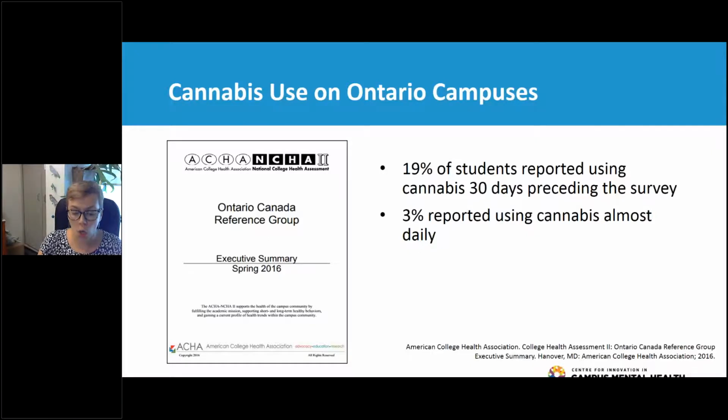post-secondary students. The American College Health Association National College Health Assessment conducted an Ontario-specific survey in spring 2016 for the Ontario Canada Reference Group. This survey consisted of approximately 25,000 students from across Ontario. What the survey found was that 19% of students reported using cannabis in the past 30 days preceding the survey, and 3% of students reported using cannabis almost daily.